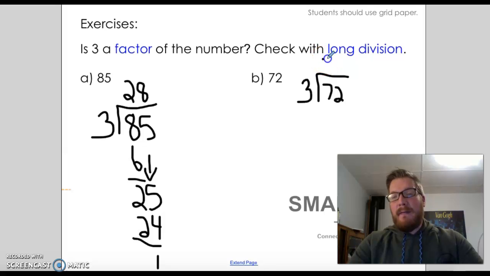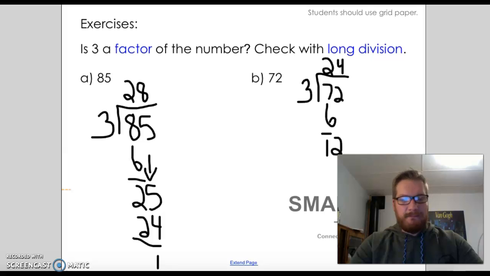Anyway, 3 goes into 7 2 times, that's 6, leaves 1 left over, carry down the 2, and then 3 goes into 12 4 times. So 3 goes into 72 24 times with 0 remainder. So it means it's a factor.